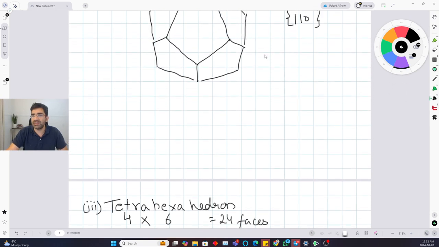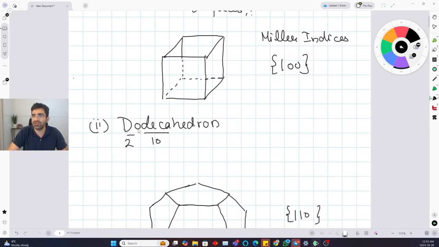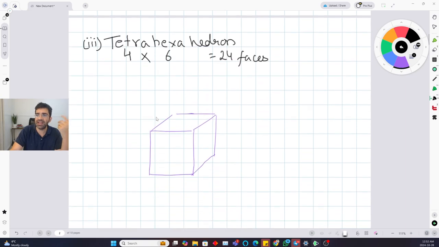And it is not exactly the same. So dodecahedron is not 2 into 10. This is just one exception you have to remember. It is 2 plus 10 equals 12 faces. In all other cases, we will use a multiplication sign. So tetrahexahedron, 4 into 6, 24 faces. Hexahedron we have already drawn. It is simply a cube.